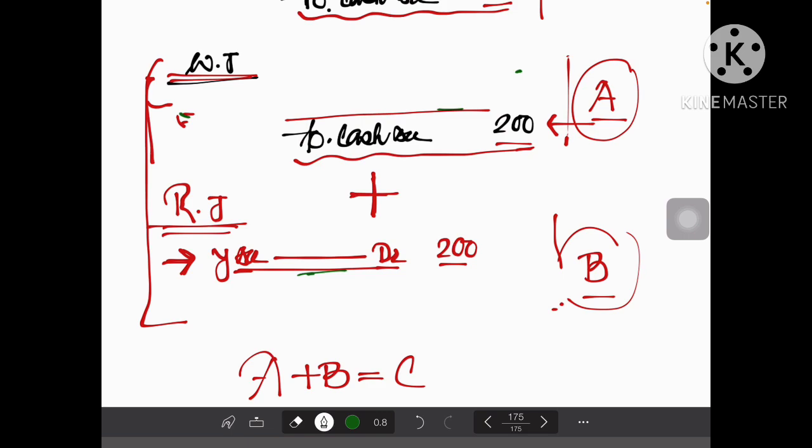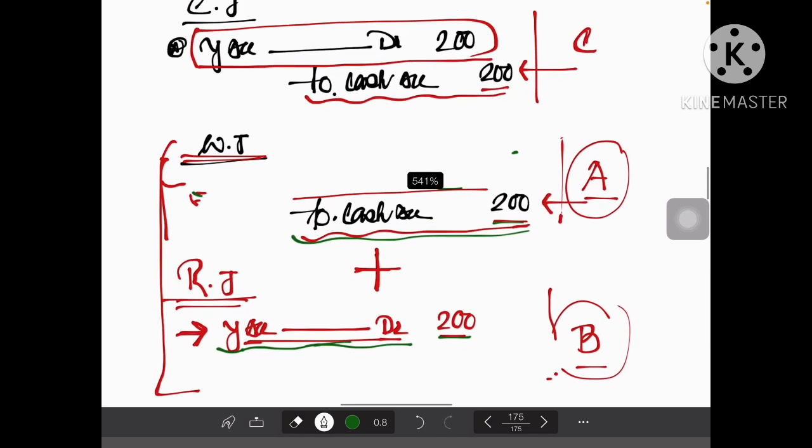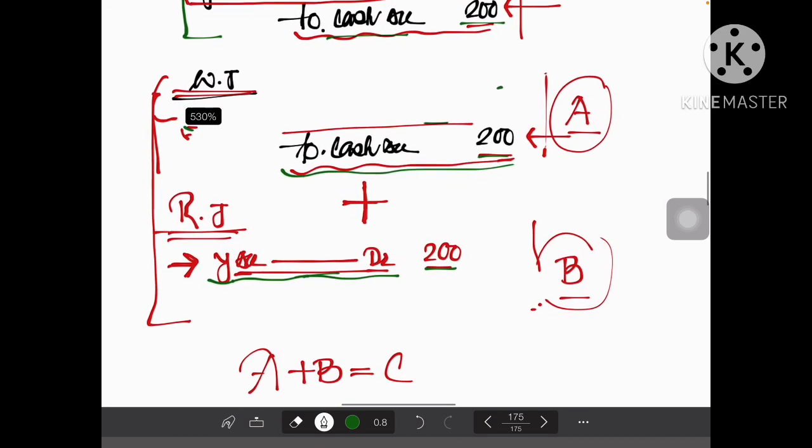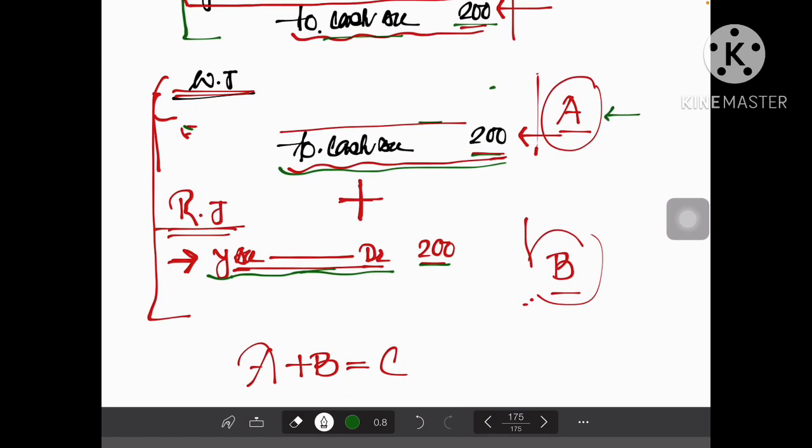So what is the outcome? The outcome is Y account is now on the debit side and to cash account is now on the credit side. Look at that. The final outcome is Y account debit rupees 200 and to cash account rupees 200, which is equal to the correct journal: Y account debit to cash account 200. The main point we need to understand is that A plus B must be equal to C. I believe the basic construction of rectification of errors is absolutely clear from this video.